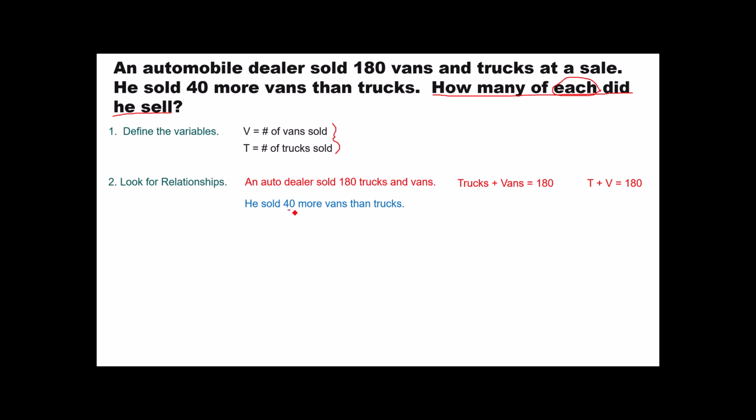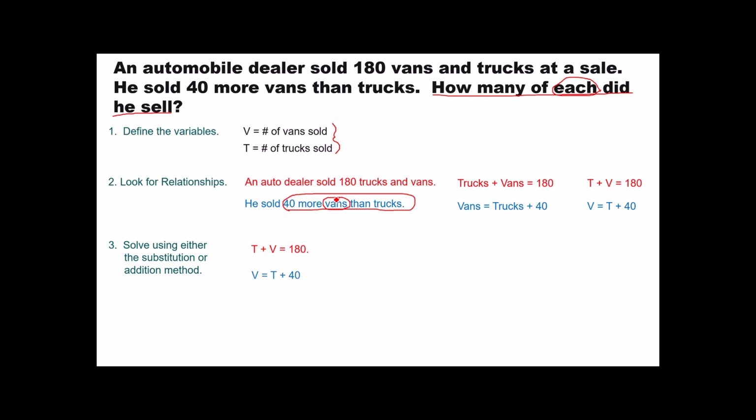This expression, 40 more vans than trucks, causes a lot of students problems because it's very difficult to tell what we're adding the 40 to. Because I see 40 more vans, it looks like 40 plus V. But this says he sold more vans than trucks. That means the vans has to be the bigger number. Because of that, the number of vans is equal to the trucks and 40 more, or V equals T plus 40. Once again, we have our system.